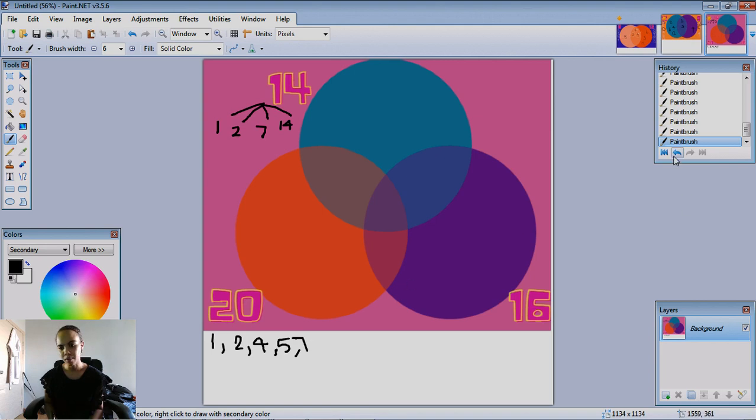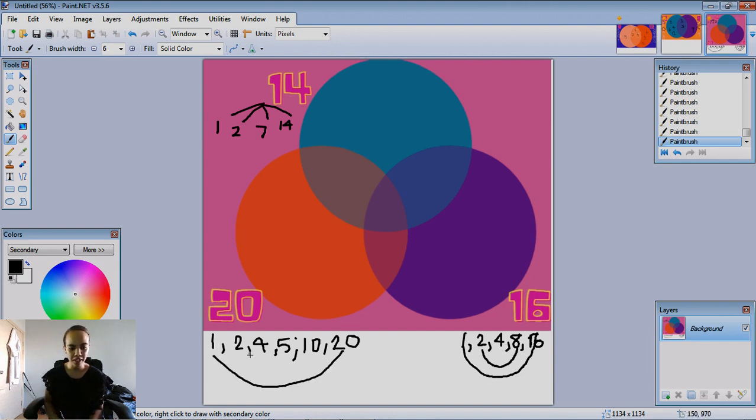Oh my goodness, what am I doing? There we go. 10 and 20. And then I've got 16. 1, 2, 4, 8. Oops, 16. There we go. I hope everybody can see that. We've got 1 times 16 is 16, 2 times 8 is 16, and 4 times 4. So you can see very clearly here, I know all my factors.